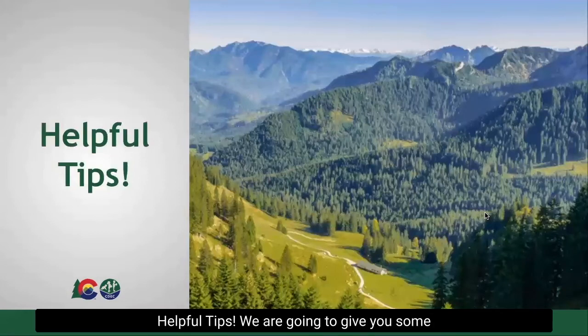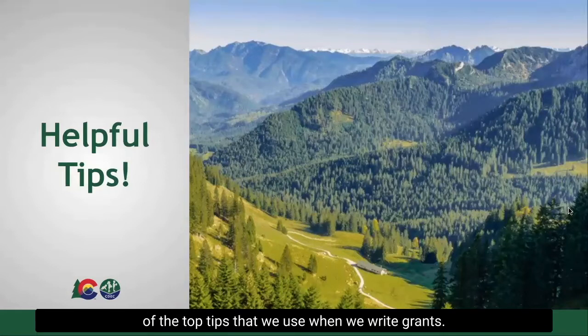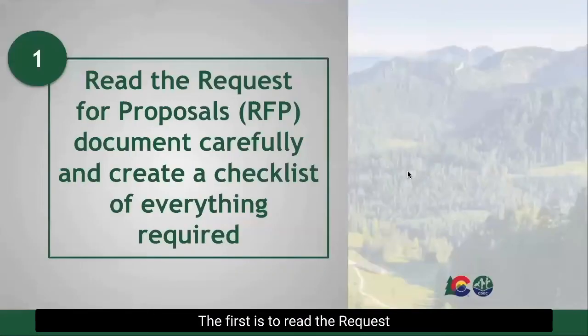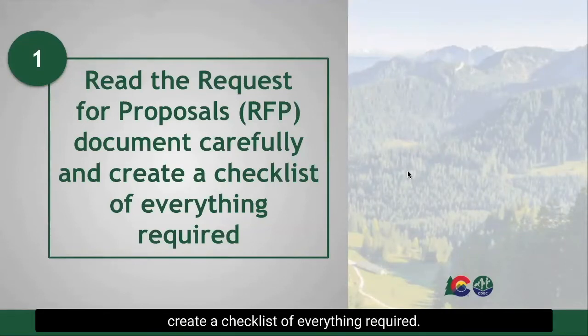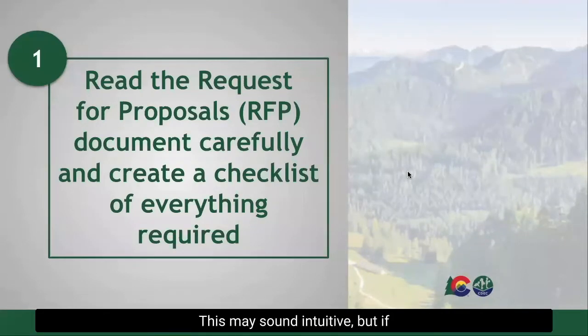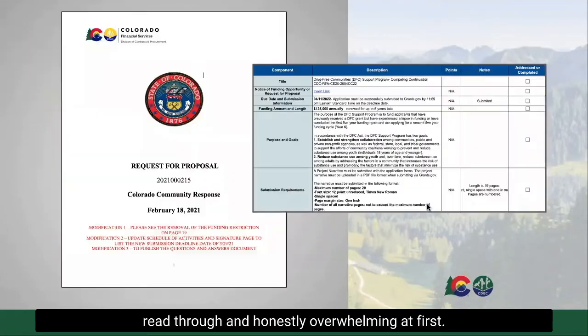Helpful tips. We are going to give you some of the top tips that we use when we write grants. The first is to read the request for proposal, or RFP, document carefully and create a checklist of everything required. This may sound intuitive, but if you plan ahead, it really helps. Grant applications can be a lot to read through and honestly overwhelming at first.